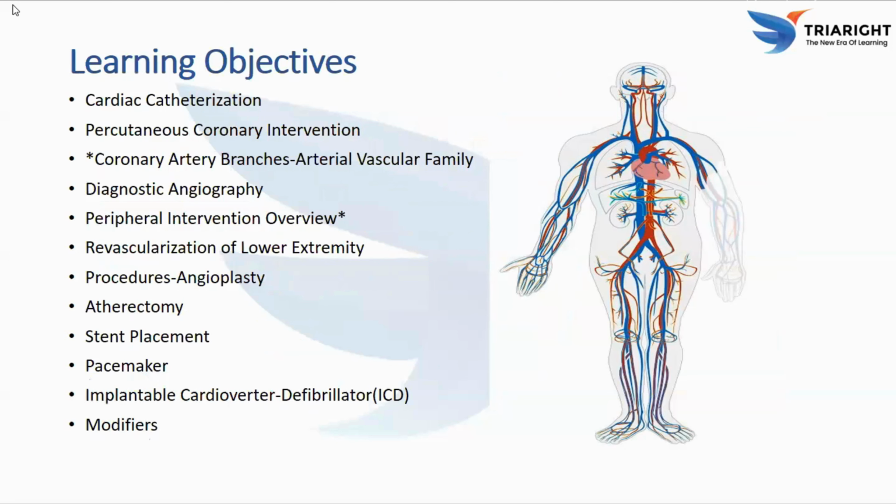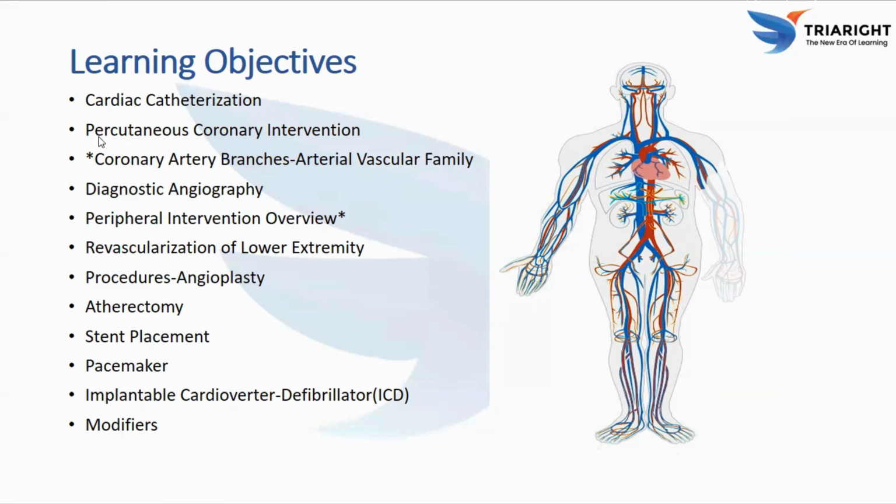So what are the learning objectives in this session? Cardiac catheterization. What is cardiac catheterization? It's the insertion of a catheter into the heart chambers or the coronary arteries. This is used to measure pressures, check oxygen levels and visualize the coronary arteries. The coding focus is always diagnostic versus interventional, right heart, left heart or combined catheterization, and also the bundling rules when done with PCI.